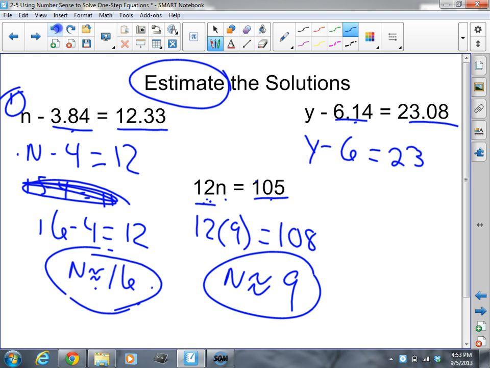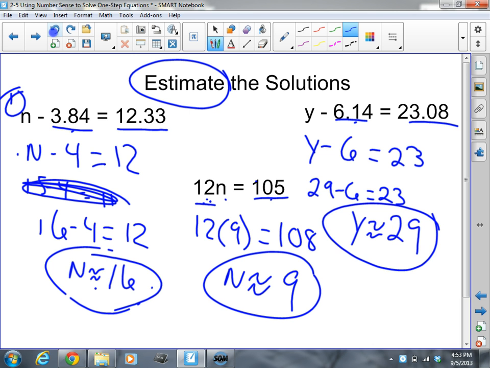So let's see. Let's throw some numbers out. So 30. 30 minus 6 is 24. So why don't we say this? 29 minus 6 equals 23. And that works. So y is pretty close to 29. So I use those simply by getting pretty close. Not finding exact, but just getting pretty close.